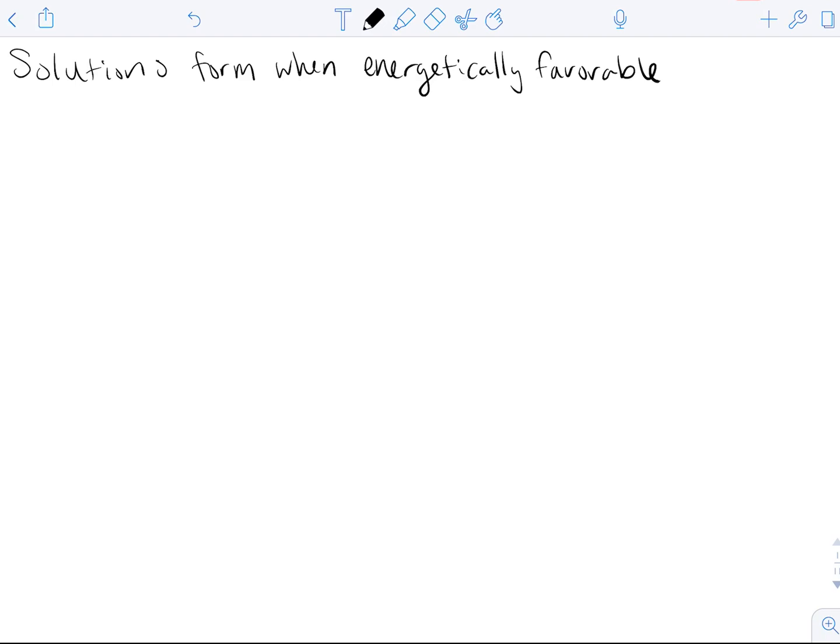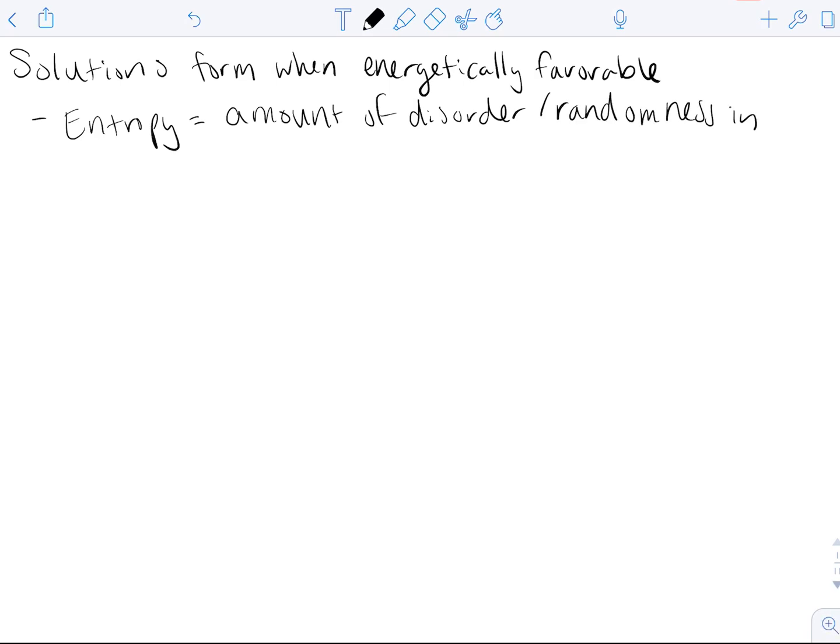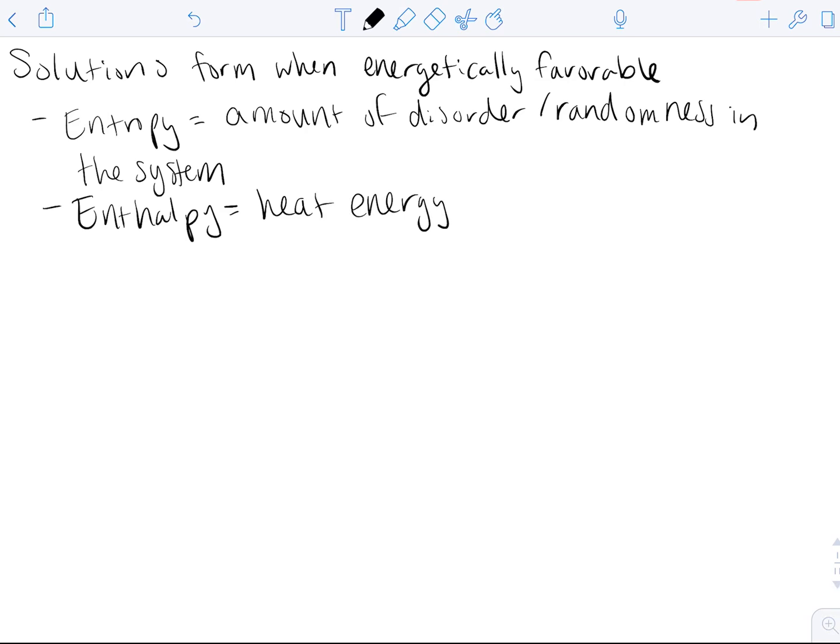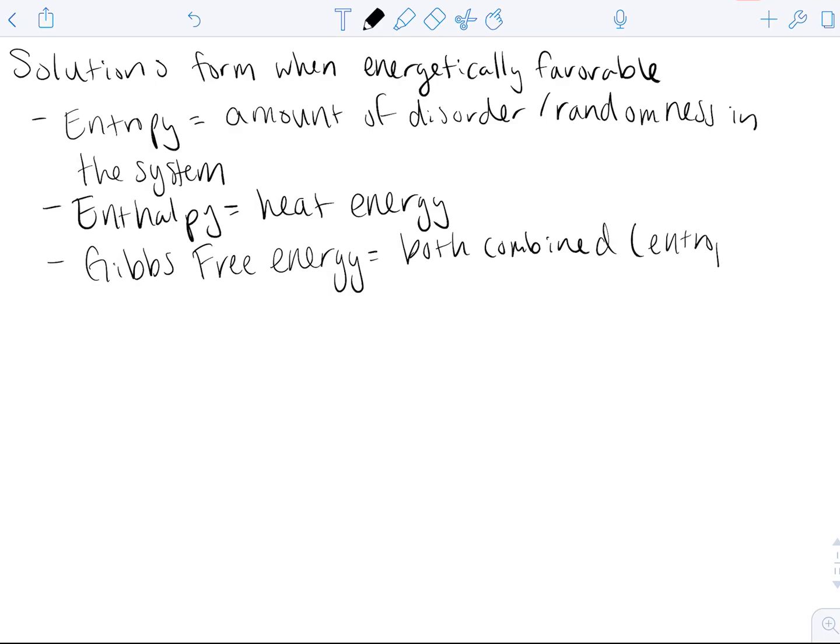So the energies we're going to be looking at today are entropy. Entropy, we call this the amount of disorder or randomness in the system. And then we're going to look at enthalpy. Remember, that's our heat energy. These two are going to combine to give us Gibbs free energy. And it'll tell us if we make a solution.